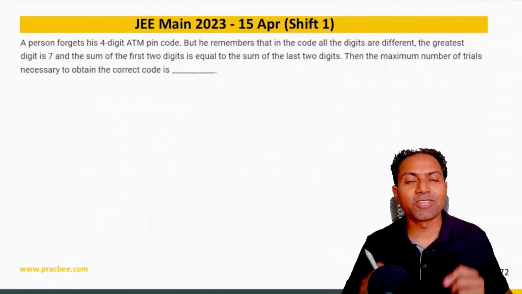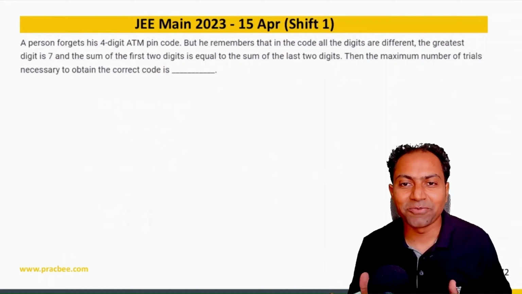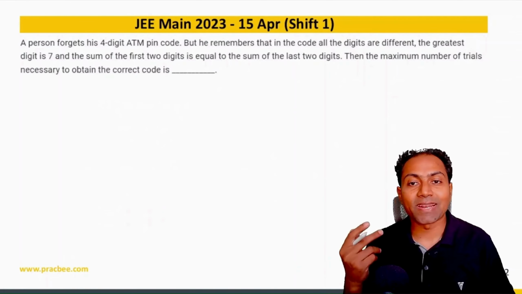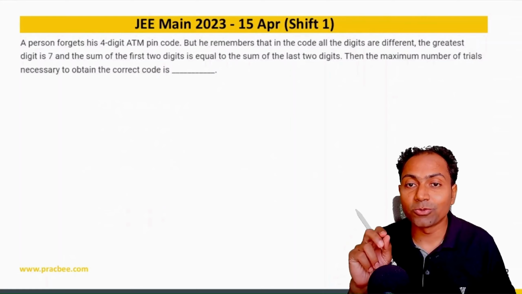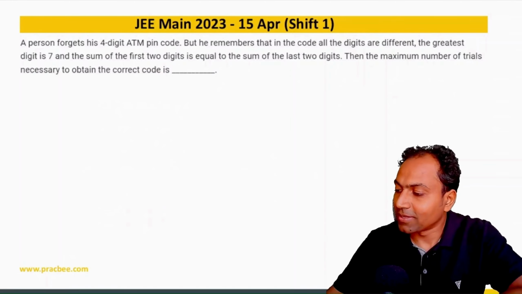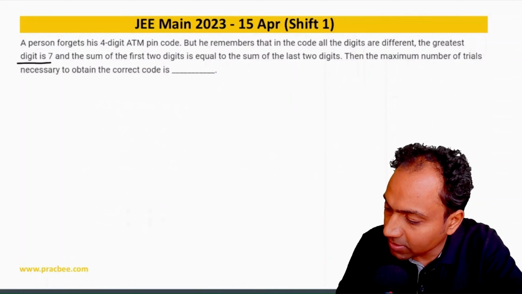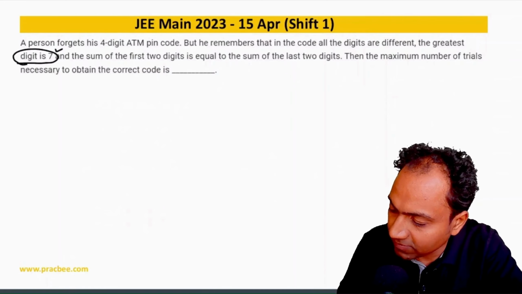Now this 2023 question is very interesting. It talks about a scenario when probably you have lost your pin of your ATM card, and now we are trying to decipher how many times I need to check in order to get the pin right. Now there are 2 conditions that they have given here. The first condition is that the greatest number, the guy who has done this, remembers is 7.